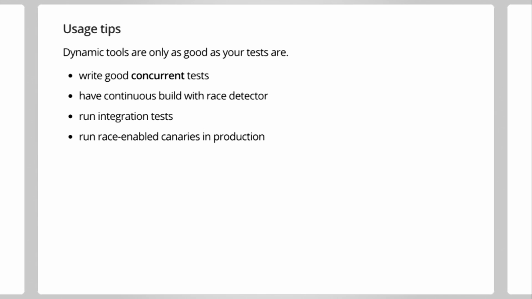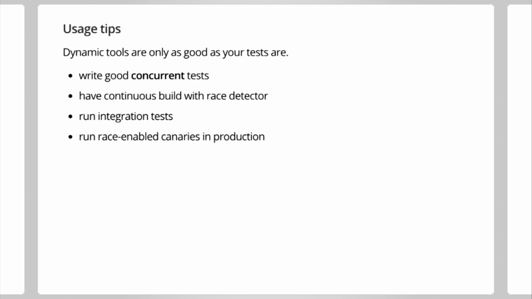Some usage tips. This is a dynamic tool, so it's only as good as your tests are. If your tests don't create any goroutines, then there is no chance that you will find data races. So do write good concurrent tests. If a component can be used concurrently, then write a test where it is actually used concurrently. You don't need to check for anything special in this test. You just need the concurrency for the race detector to catch races there.